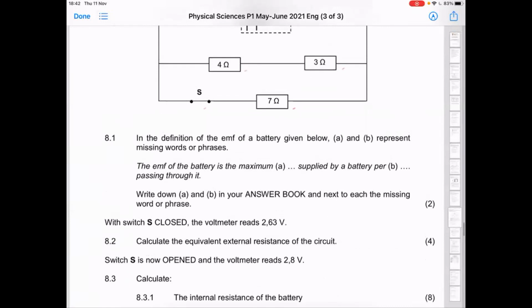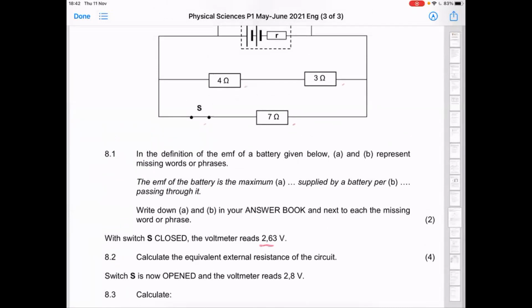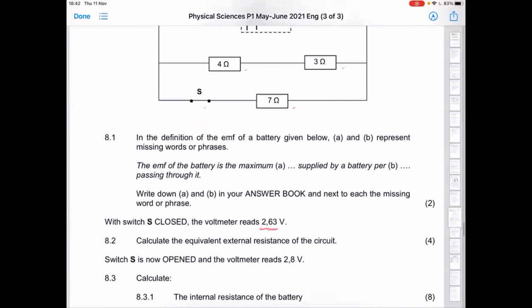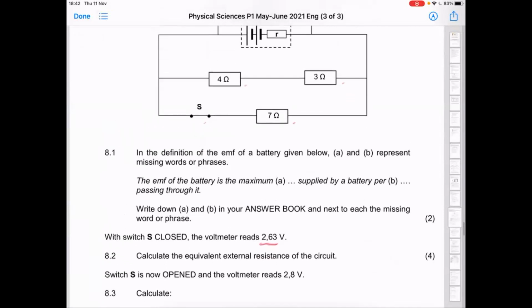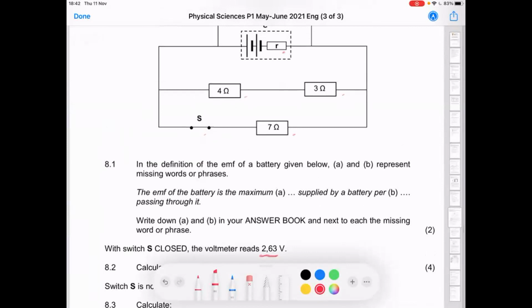So with switch S closed, the voltmeter reads 2.63 volts. Calculate the equivalent external resistance of the circuit. They're always going to ask us that, and you must get it right. So calculate the equivalent external resistance. We're not worried about little r inside the battery.